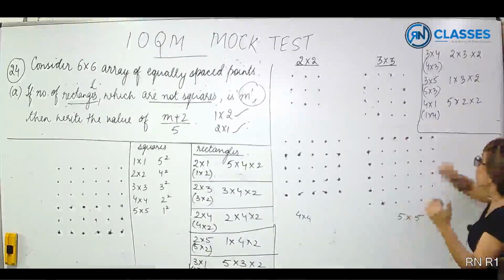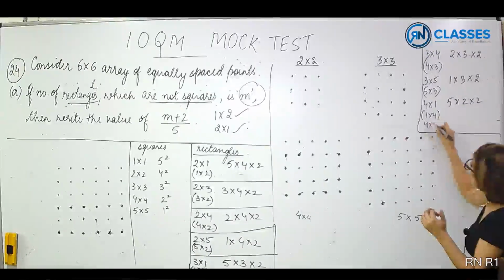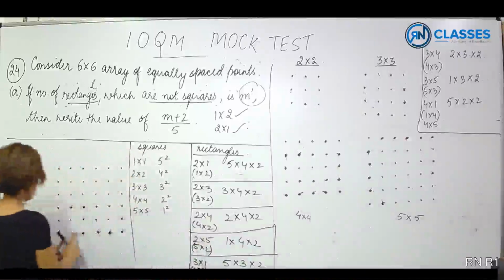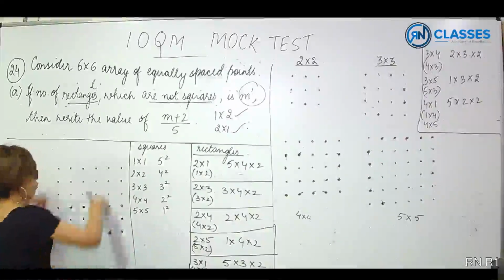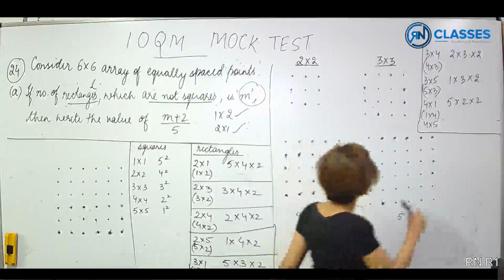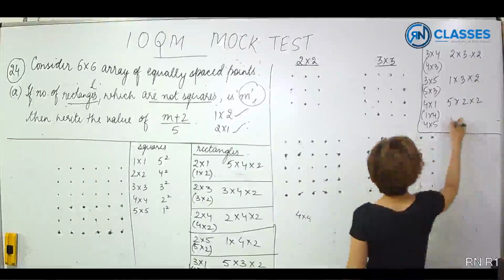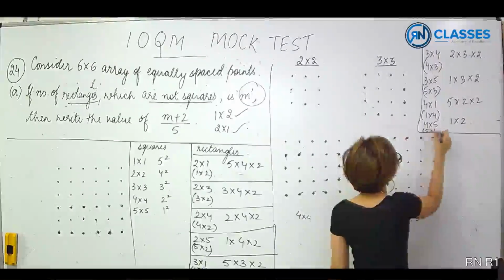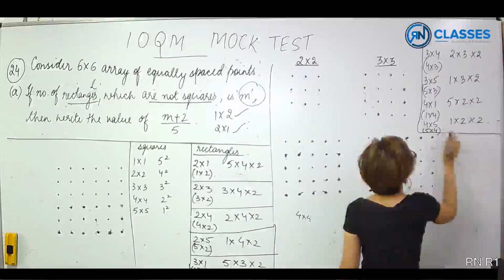4 into 4 is a square. Next is 4 into 5. Right. 4 into 5. So 1, 2, 3, 4. 1, 2. So that means I am getting 1 into 2. Right. I also want to count 5 into 4. So that means that will be into 2. Now last case is left.